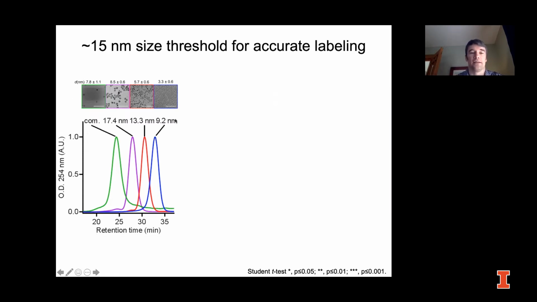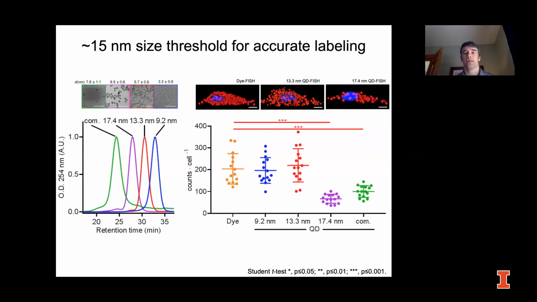So these sizes, we engineer them to be pretty uniform in the range of about 9 nanometers up to about 25 nanometers. And this commercial one we bought commercially is about 25 nanometers. And so what we see is that there's a very distinct size threshold. So what's shown here on this scatter diagram is what we can expect based on our control experiment of a dye that's shown in orange.